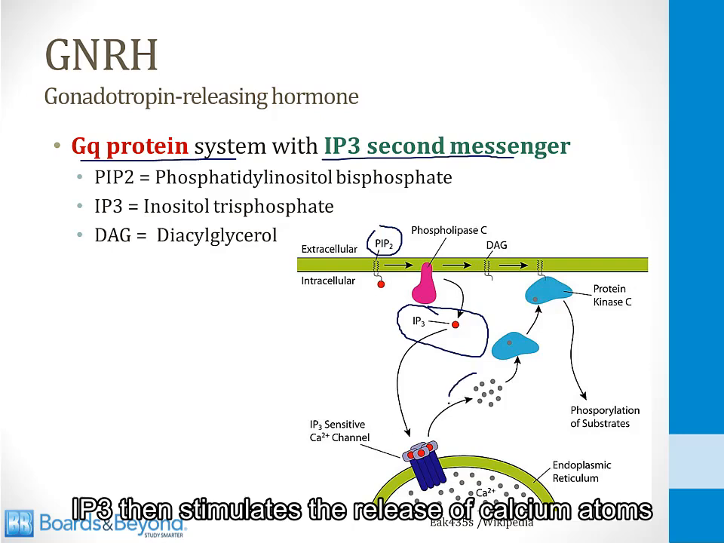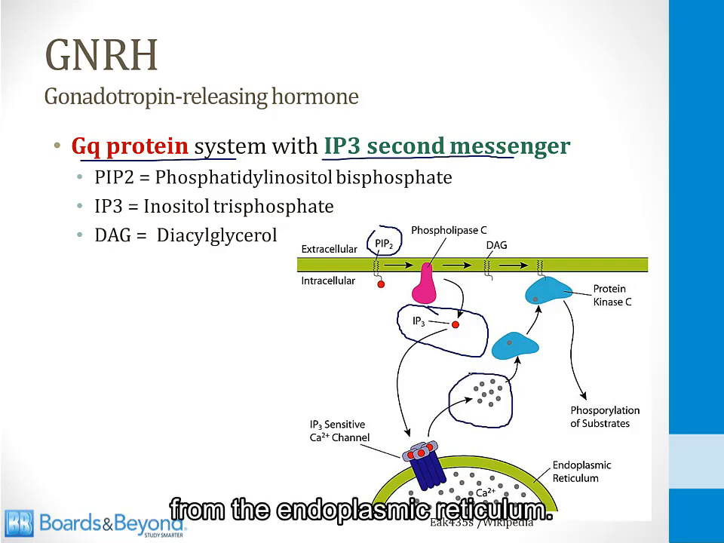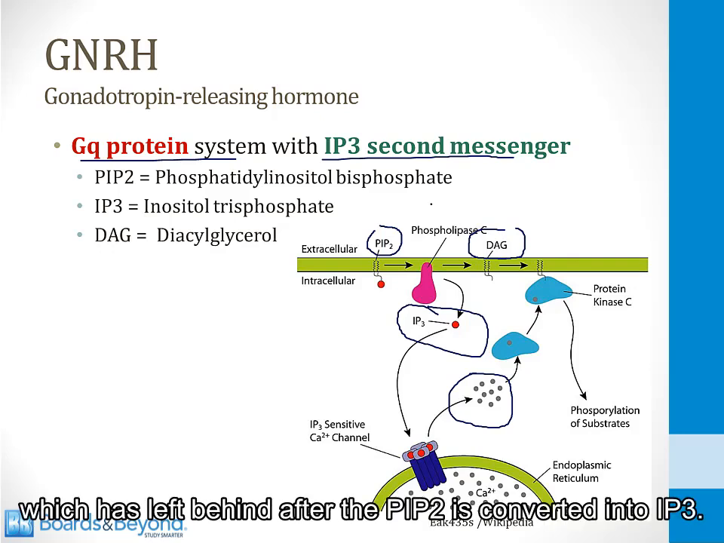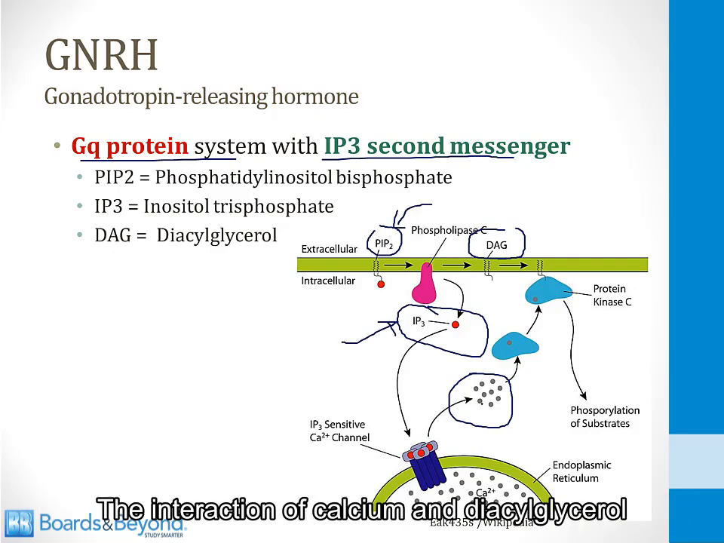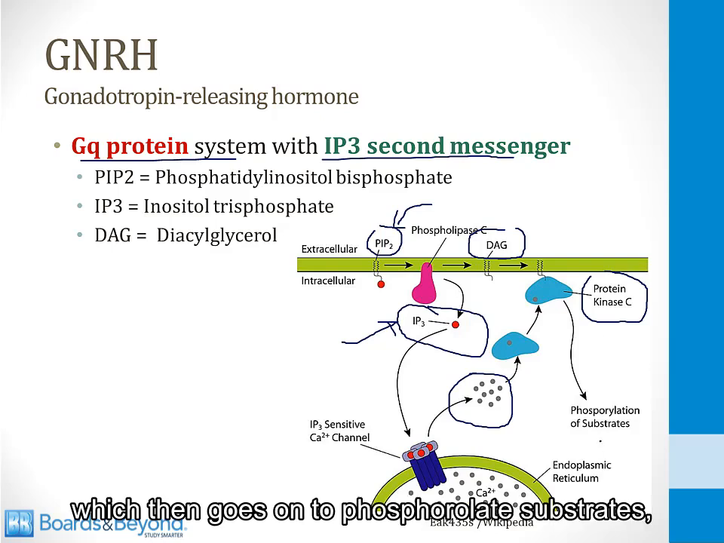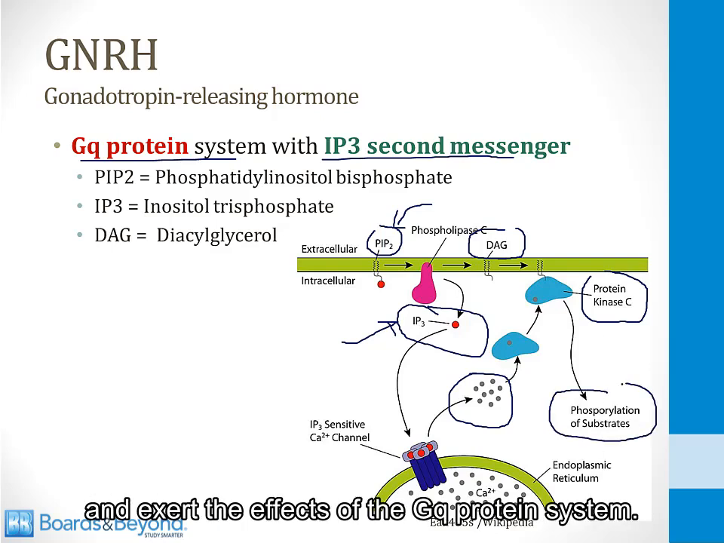IP3 then stimulates the release of calcium ions from the endoplasmic reticulum. Those ions can interact with DAG, which is diacylglycerol, which is left behind after the PIP2 is converted into IP3. The interaction of calcium and diacylglycerol can activate protein kinase C, which then goes on to phosphorylate substrates and exert the effects of the Gq protein system.